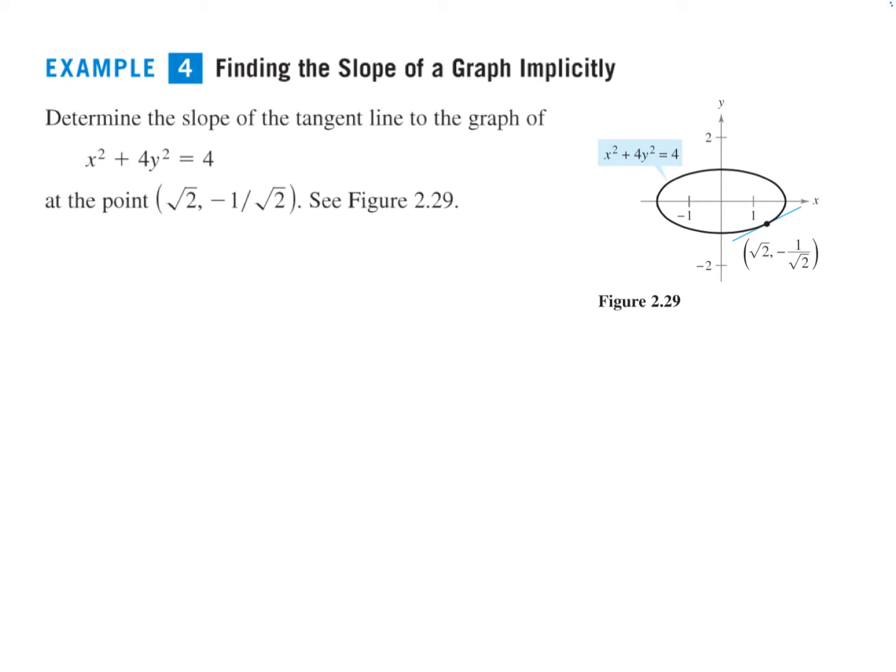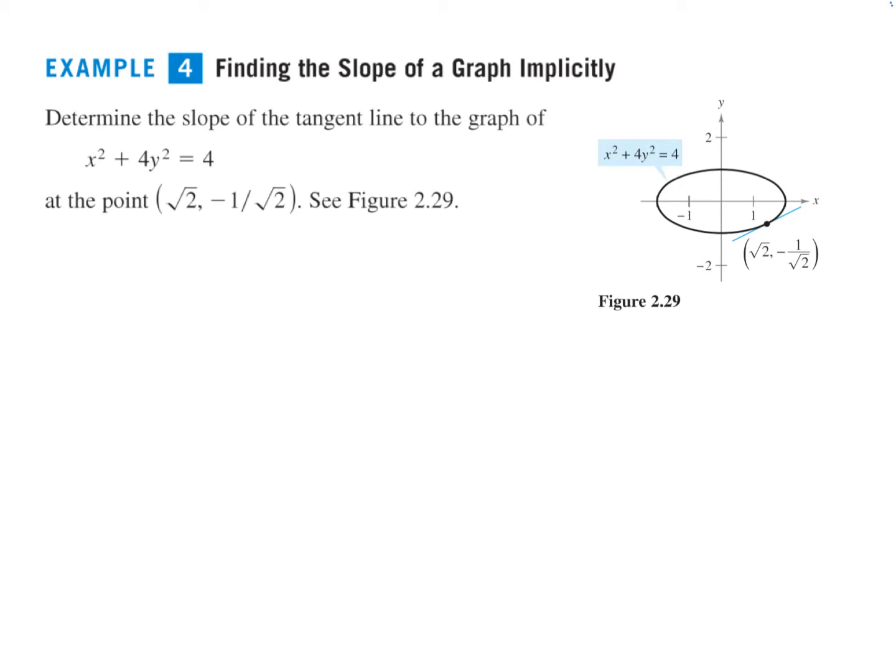Okay, in this problem we're going to determine the slope of the tangent line to the graph of x squared plus 4y squared is equal to 4. And that's this ellipse right here. And then they want to know what the slope is at the point square root of 2 and negative 1 over square root of 2, which is right here. And they even show you. So that looks like the slope is going to be some value that's a little less than 1.